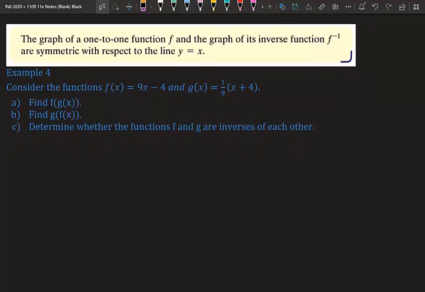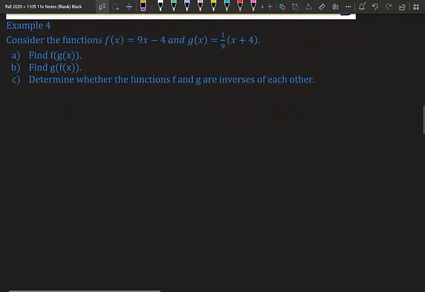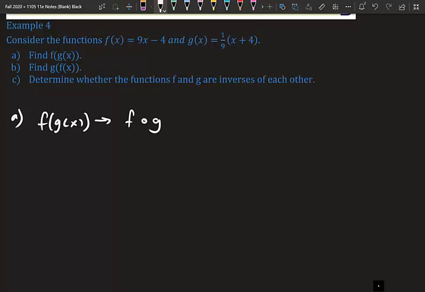The graph of a one-to-one function f and the graph of its inverse function are symmetric with respect to the line y equals x. I'm going to explain that later in an example. All right, example 4. Consider the function f of x equals 9x minus 4 and g of x equals 1/9 x plus 4. Find f of g of x, find g of f of x, and determine whether the functions f and g are inverses of each other. So f of g of x, all that means is f composed with g. You see how we're tying it back to 6.1 now?